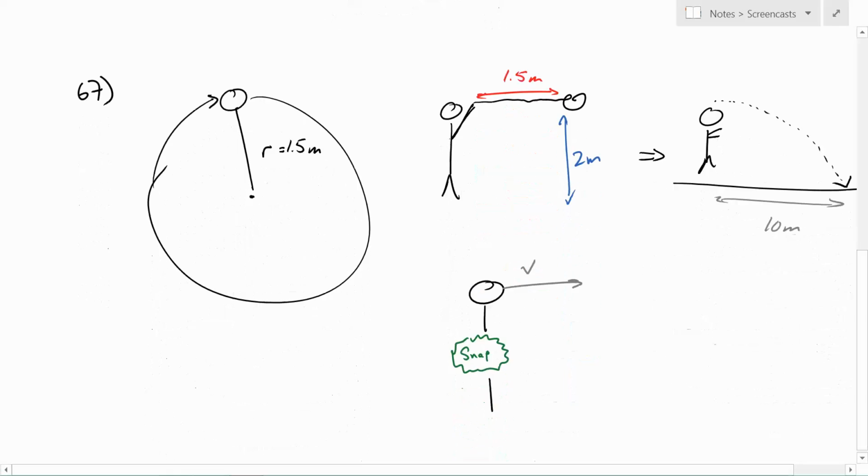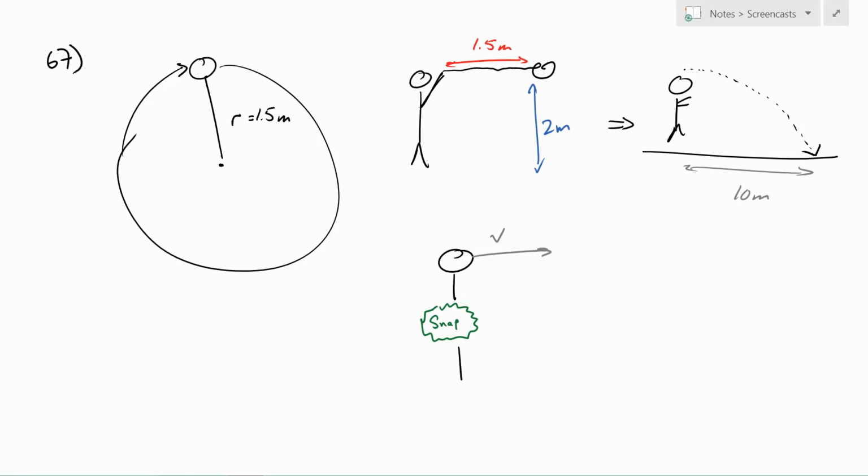Then that brings us to the other problem, number 67, which I have playfully tried to illustrate here. So in 67, a boy whirls a stone in a horizontal circle of radius 1.5 meters and at height 2 meters above level ground. So that's what we're seeing here. Here is our circle. This is a bird's eye view. And here is the side view, where we see the circle going around the head and 2 meters above the ground. Never mind that 2 meters and 1.5 meters appear to be equal.